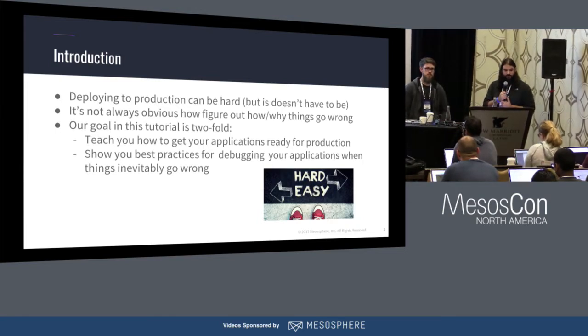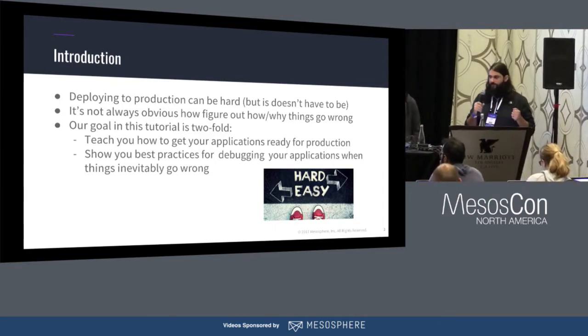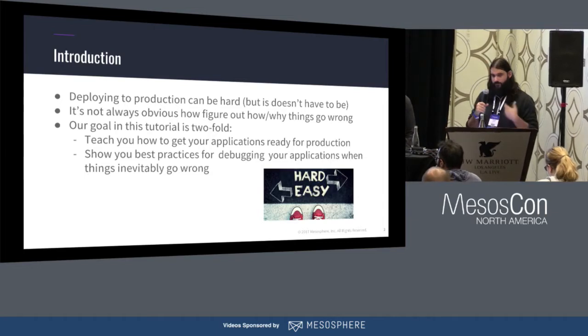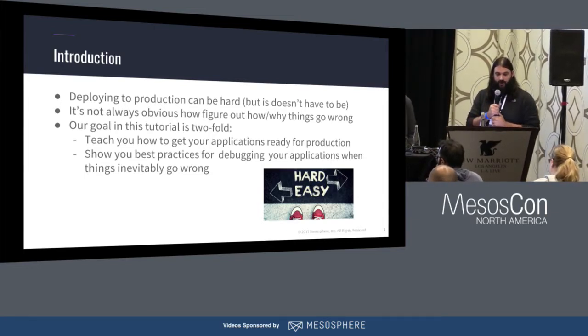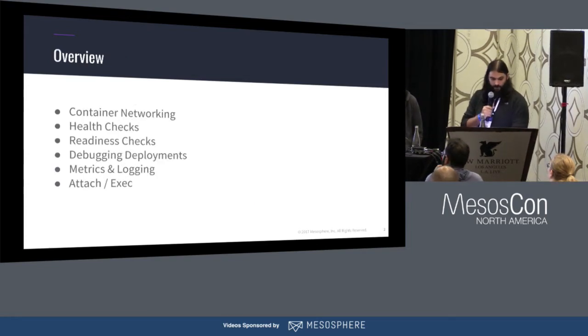So our goal of this tutorial is really twofold. We want to teach you how to get your applications ready for production: how do you configure them so that you can deploy them on a Mesos DCOS cluster, so that they can run in a production environment. Then we'll show you some of the best practices for debugging your applications when things inevitably go wrong during that process. So we want to move you from things being hard to things being at least a little bit easier.